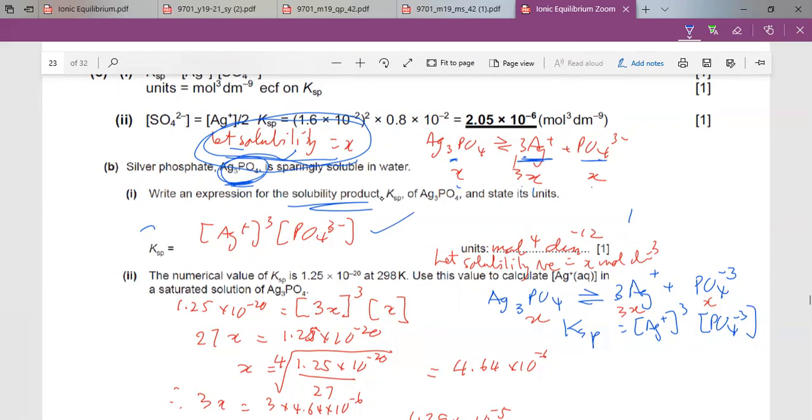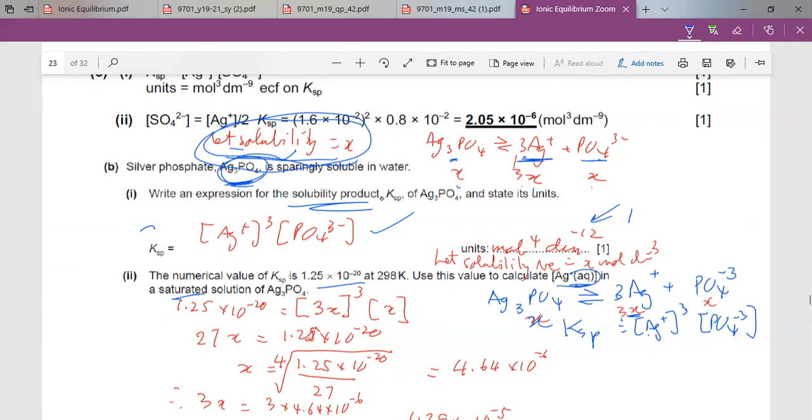Okay, very simple. Again here, the units. The numerical value for KSP is this value here. Use this to calculate the Ag plus in the saturated solution, and so the solubility. Again, X here, 3X here, X here. You want the Ag plus only, that means it's 3X. So never mind, you find X first.